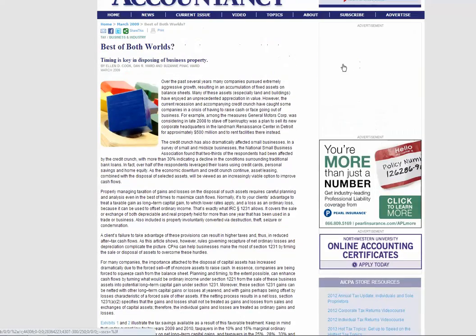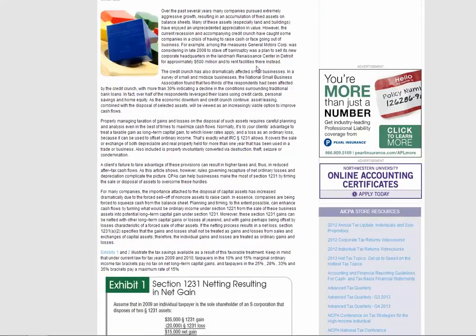Go up to the top. Leave this up for a minute so you can peruse it if you want, but basically what it's saying is pretty much exactly what we were saying before, that timing of these 1231 gains and losses can make a huge difference in your tax liability. You read down through here, see right here, client's failure to take advantage of these provisions can result in higher taxes and thus in reduced after-tax cash flows.